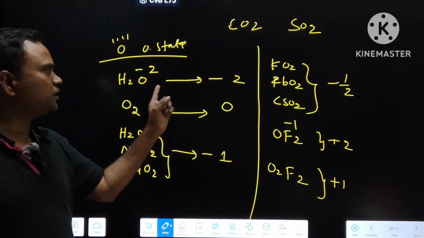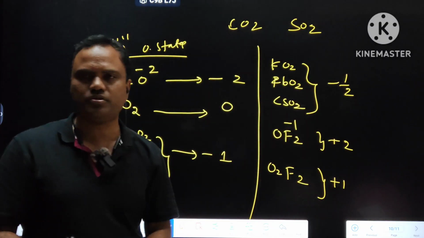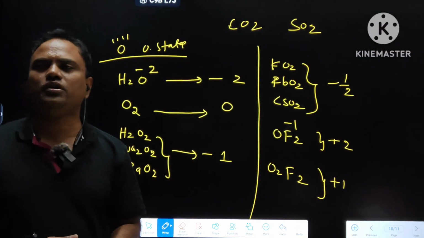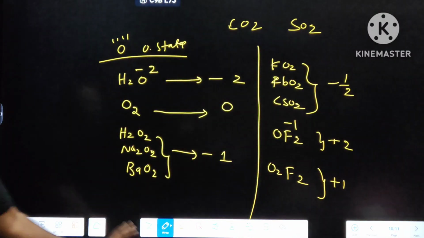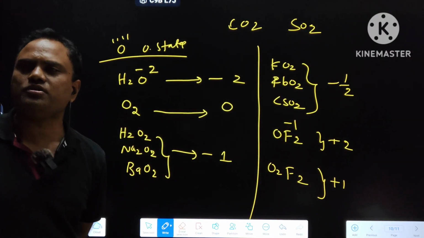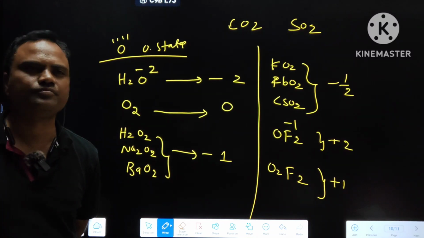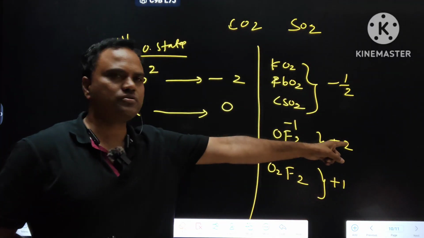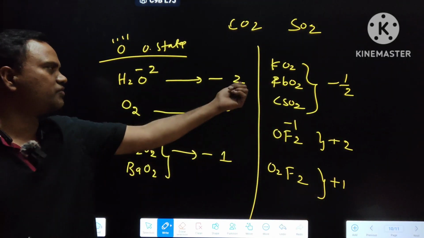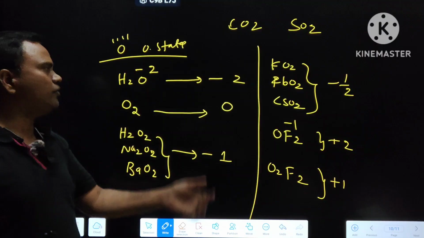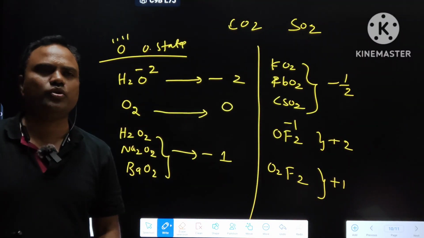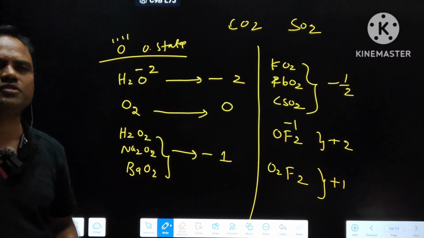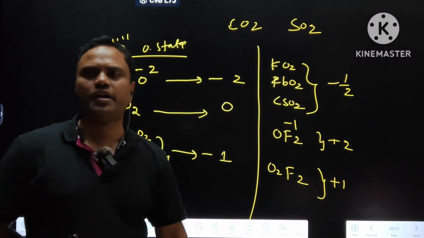Negative, 0, negative, again positive. You tell me, in which of the following does oxygen show the lowest oxidation state? See the board. What is the lowest value? +1, +2, -1/2, 0, -1, -2. -2 is the least value. So in water, oxygen shows the lowest oxidation state. The highest oxidation state of oxygen is observed in fluorides.